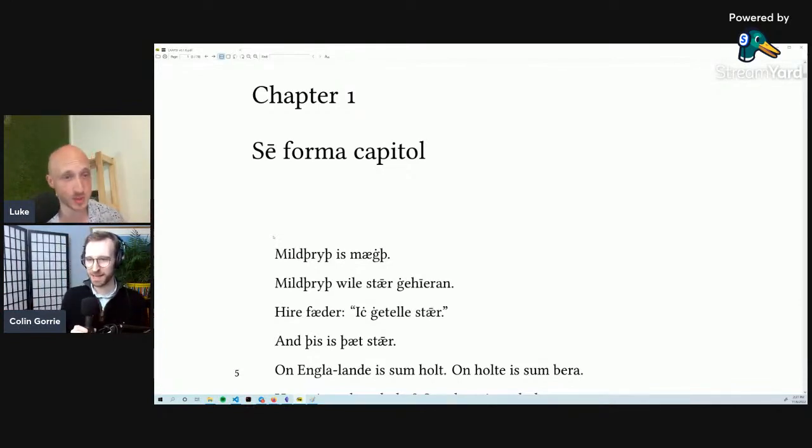Mildruth. Mildruth, is it voiced, the thorn? Neither thorn will be voiced because they are protected by stops and final. Yeah. Okay, so Mildruth. Yes. Is maith.